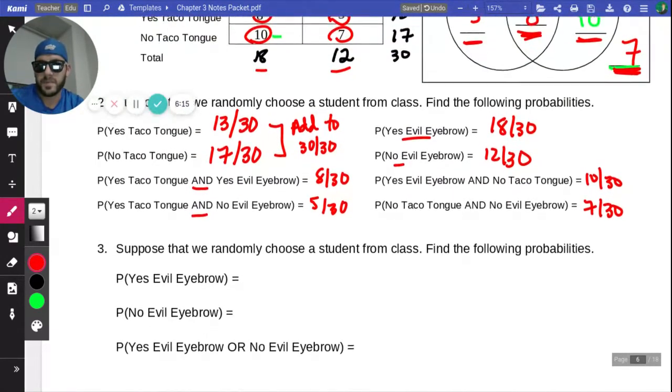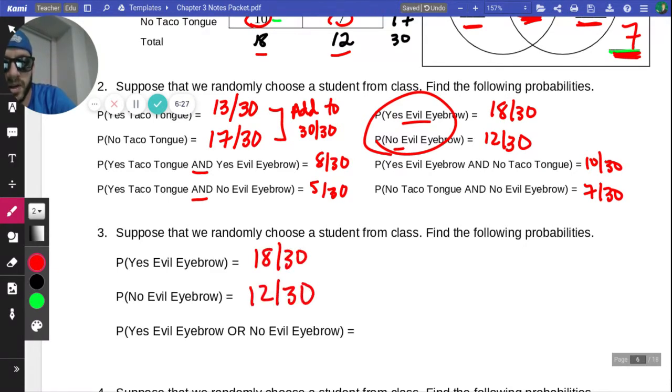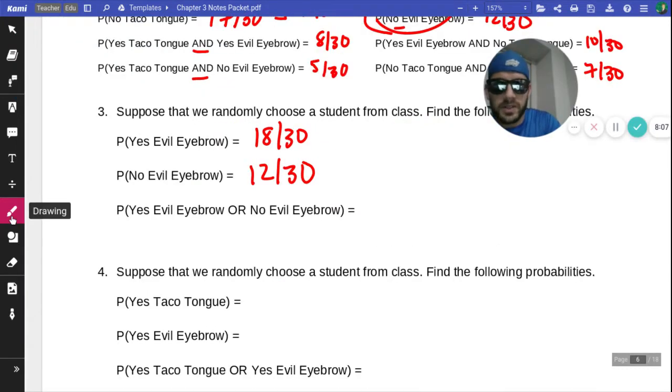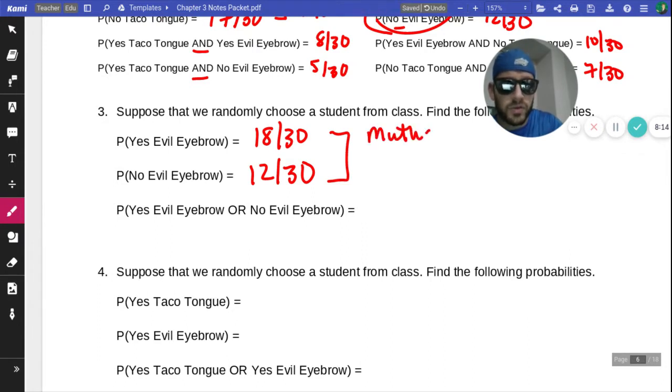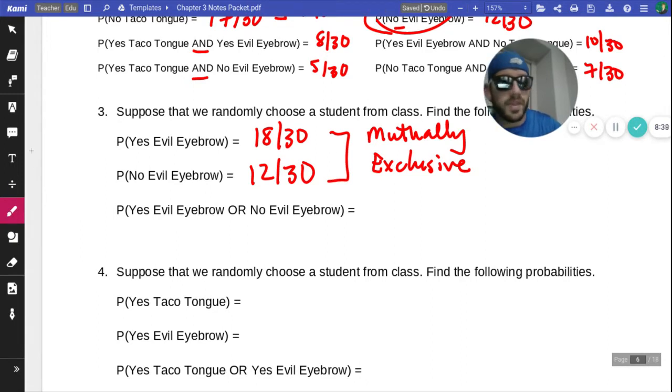All right. So again, down here, number 3 is going to start with these two repeated. So yes, evil eyebrow, 18 out of 30. No evil eyebrow, 12 out of 30. All right, so yes, evil eyebrow, no evil eyebrow. We can call this a complement, or we can also call them mutually exclusive. So because of that, they are complements.